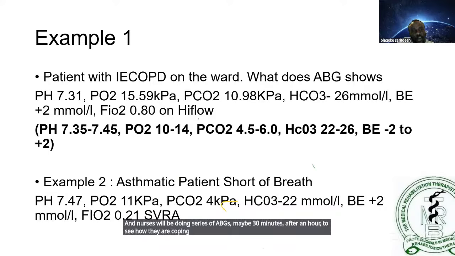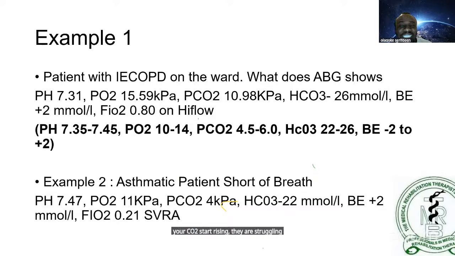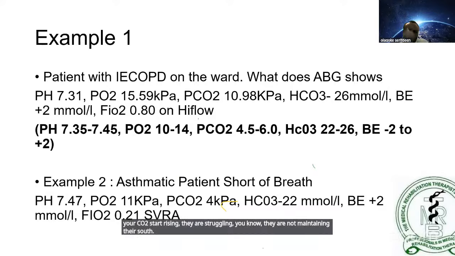And again, let's say we've been able to wean the oxygen from 70 to 60 now, and they are struggling again. Their CO2 starts rising, they are struggling again, or they are not maintaining their SAT. What are you going to do? You return it back. That means they are still not ready for the FiO2 you are putting them on. Then you bring them back to the initial one, not the former one.